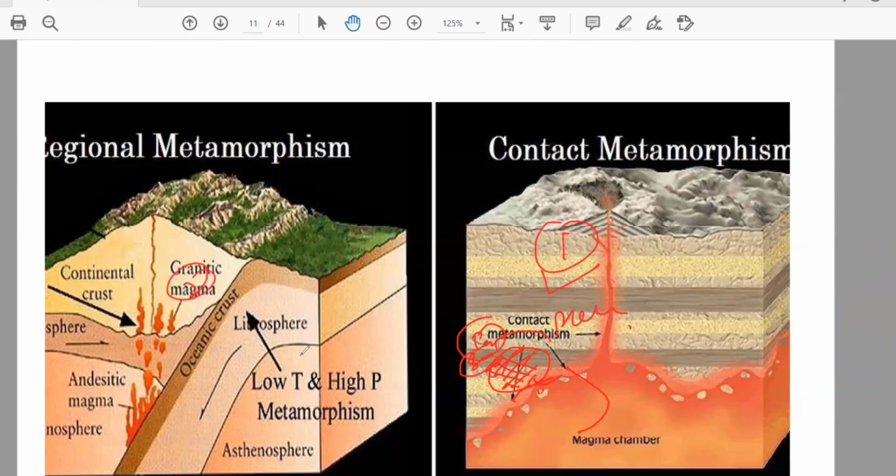Number two method: you already have sedimentary rocks here. With the passage of time, because they are under the ground, there is high pressure, while the temperature is low. There is no high temperature, only high pressure. Due to high pressure, the rocks change their structure and convert into metamorphic rock. This is the other method. Got it now?